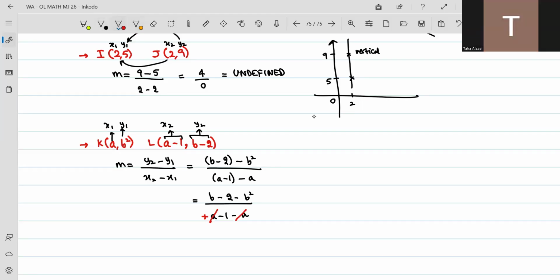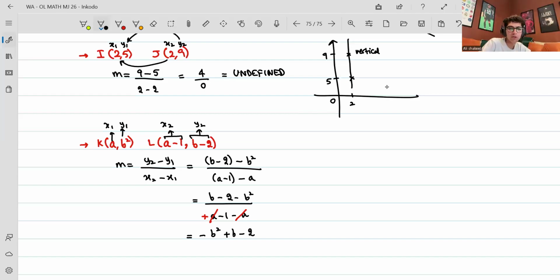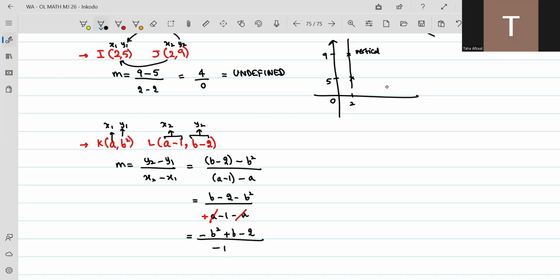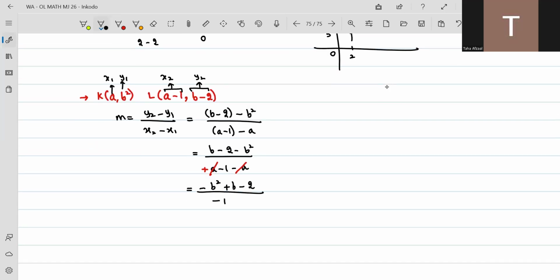Your gradient in terms of b is minus b square plus b minus 2. What do you think? Yes, sir, but it's upon minus 1. Upon minus 1? Ali says it's upon minus 1. Is he correct, sir? So if you are to shift this negative sign upwards, you change every sign in the numerator. So you have a minus here, this becomes a plus b square. You have a plus here, this becomes a minus b. And you have a minus here, it becomes a plus 2.